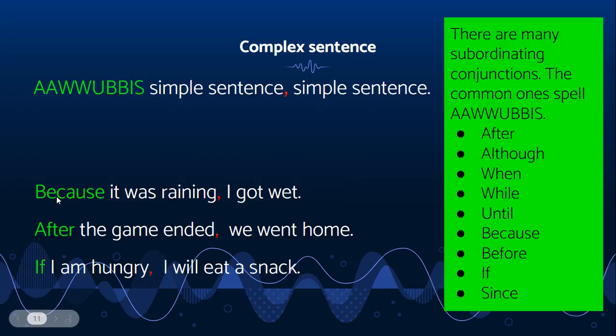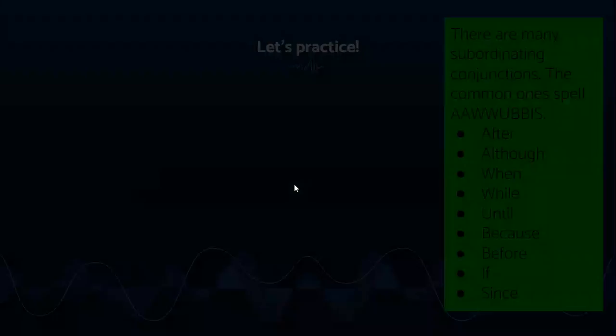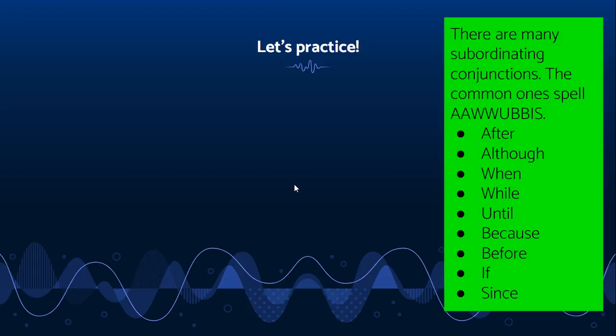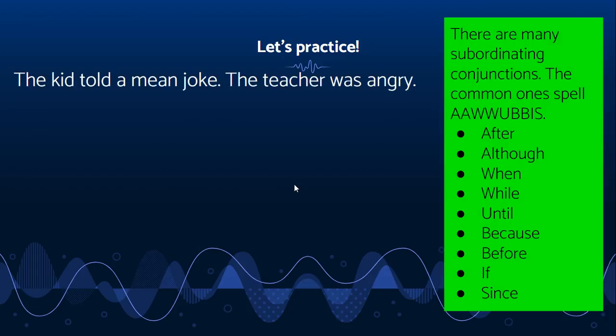So again, the AWUBIS makes this a dependent clause. We have AWUBIS, simple sentence, comma, simple sentence. So that is the pattern we are going to be practicing. So let's do a little bit of practice. We have these two sentences. The kid told a mean joke. The teacher was angry. How could you combine these? Which AWUBIS would you pick, and where does the comma go?